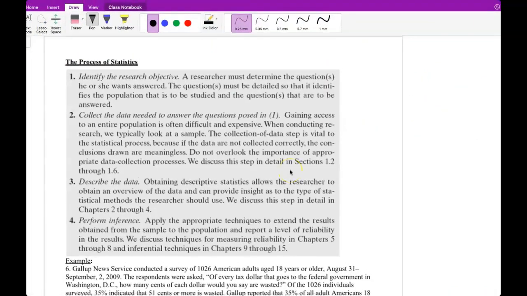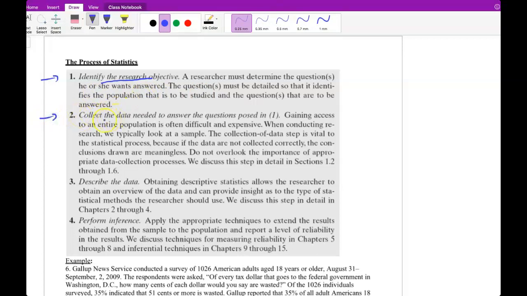Okay, now next page, here we have the process of statistics. We have these steps. The first one: identify the research objective. What we have here is that the researcher must determine the questions he or she wants answered.